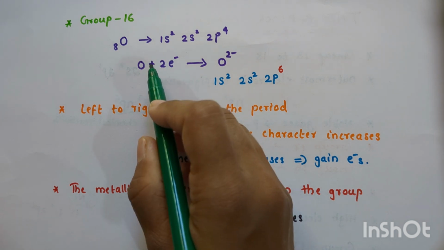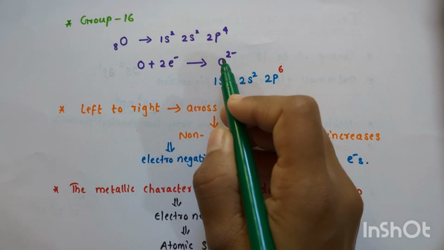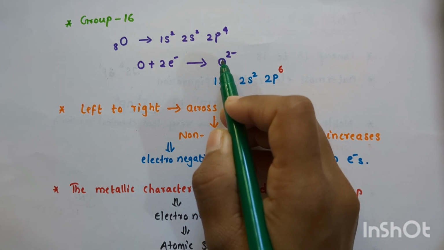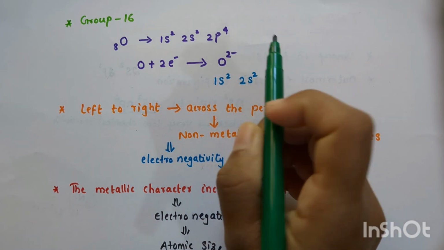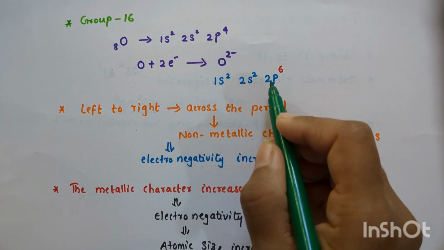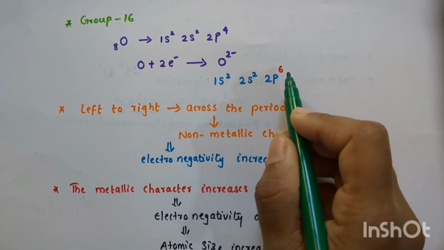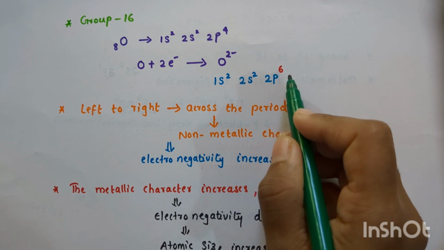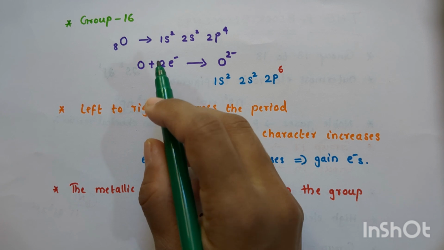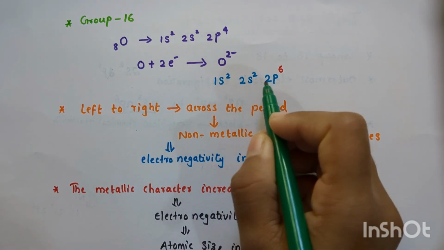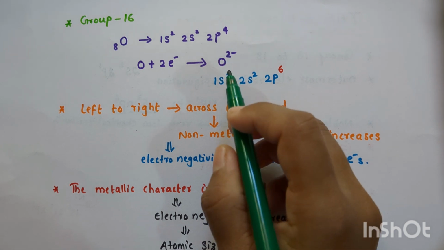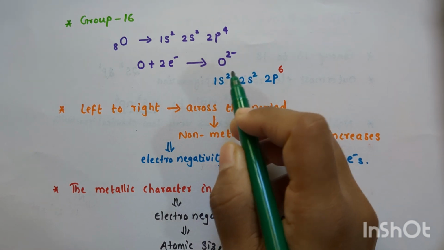It gains 2 electrons and becomes the O2 minus ion, the oxide ion. Its electronic configuration now becomes 1s2 2s2. Earlier it was 2p4; now it has gained 2 electrons, so the configuration is 2p6, which is the electronic configuration of neon. That is, by gaining 2 electrons, oxygen attains a stable noble gas configuration, which gives the O2 minus ion stability and minimal reactivity.